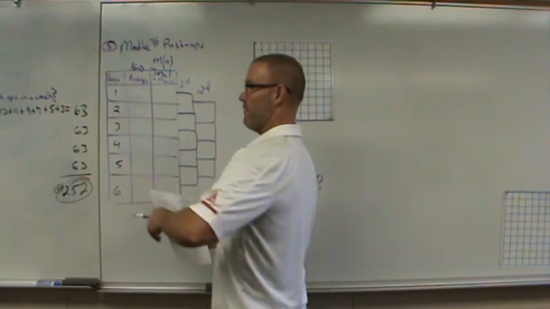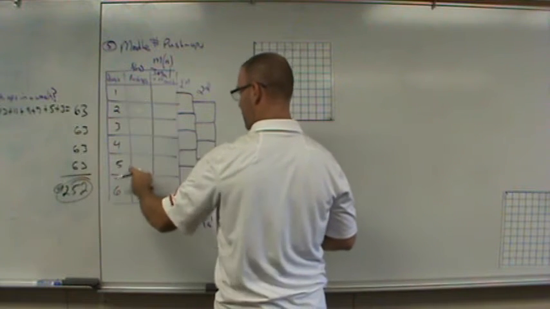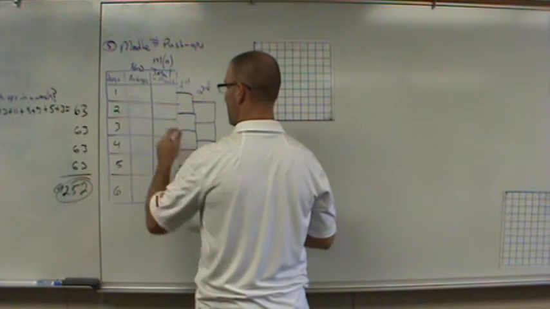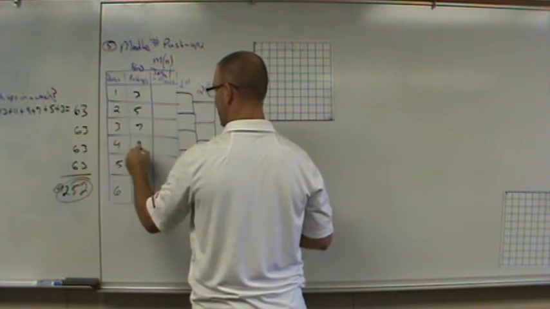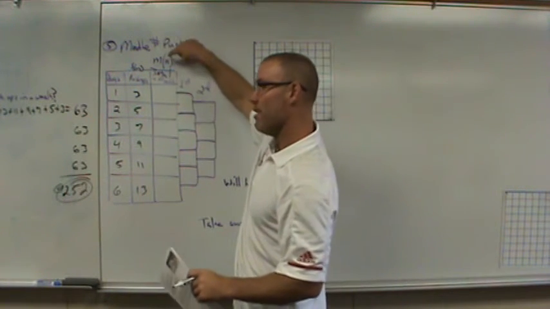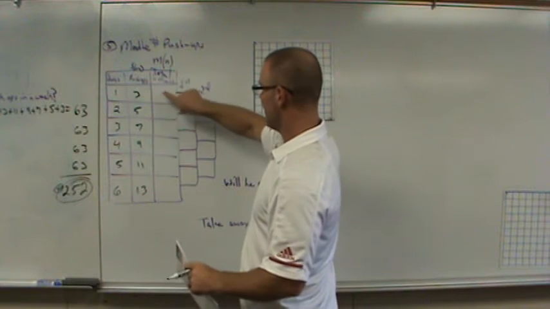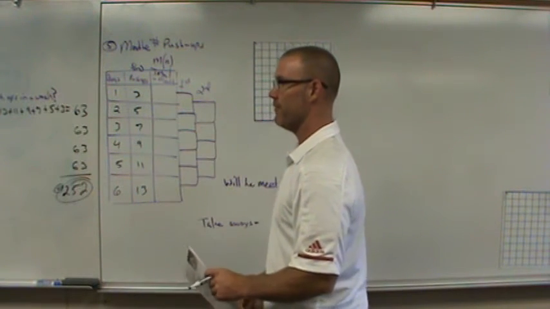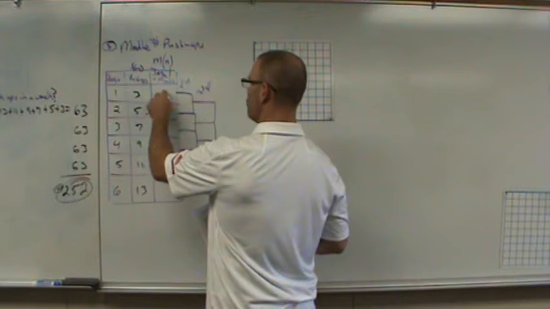F of n, which is the first function we dealt with, was the number of push-ups he did on a given day. That was 3, 5, 7, 9, 11, and 13. This other function, m of n, is a completely different function, asking for something completely different. How many did he do total?